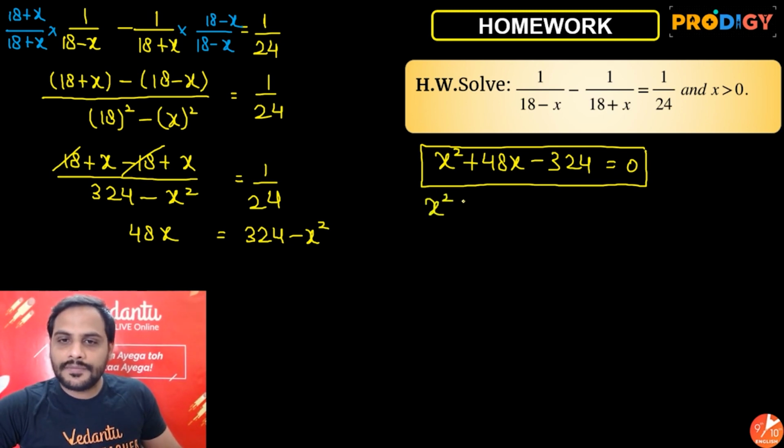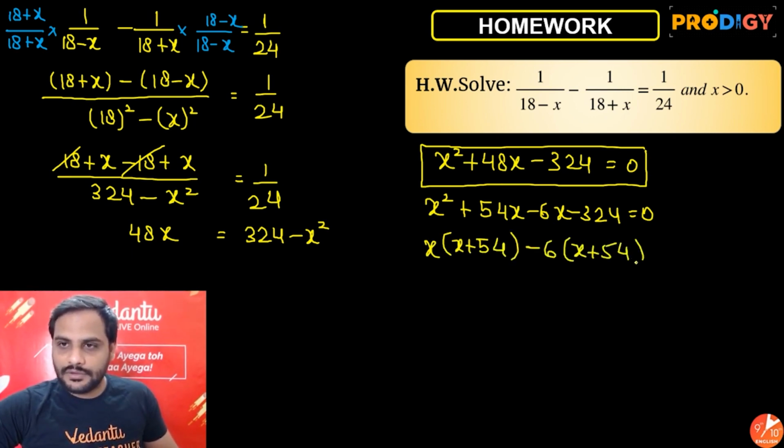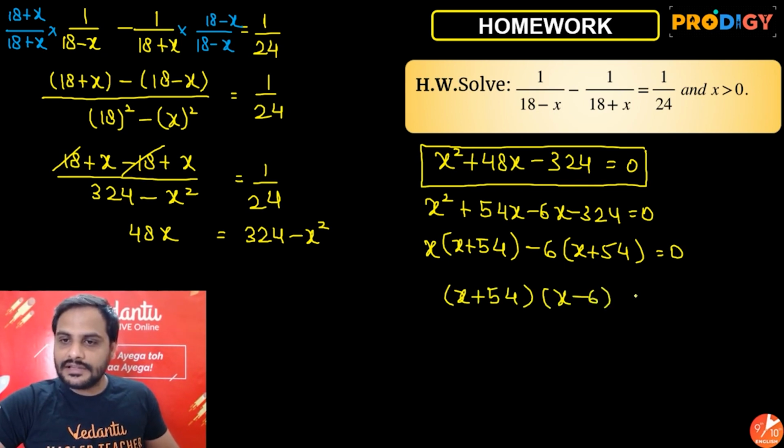So x square plus 54x minus 6x minus 324 is equal to 0. All right, factorization: 54 minus 6 is 48, 54 into minus 6 is minus 324. So take x common, here we are left with x plus 54. Here take minus 6 common, we are left with x plus 54 equal to 0. So we are left with x plus 54 into x minus 6 equal to 0. So from here guys, I will get x is equal to minus 54, and x equal to 6.